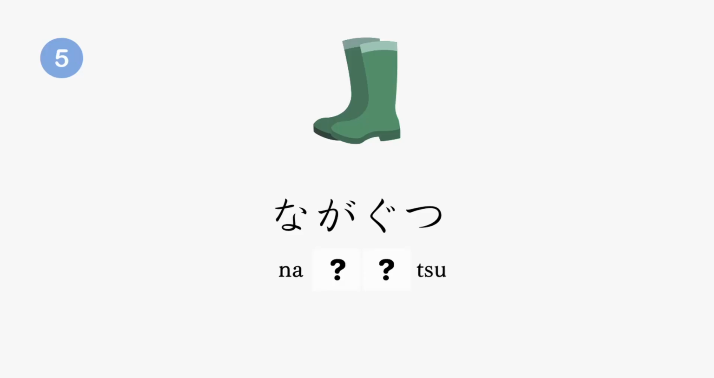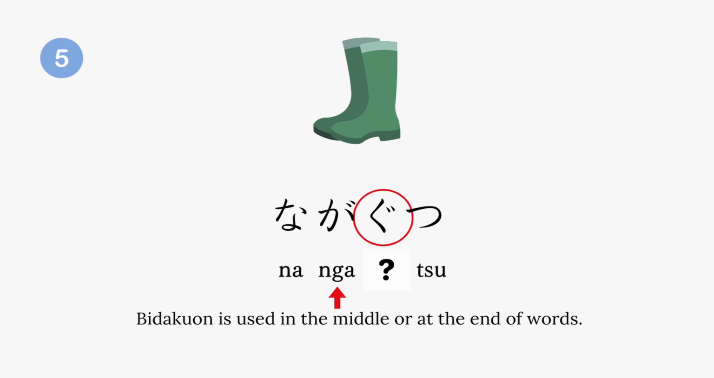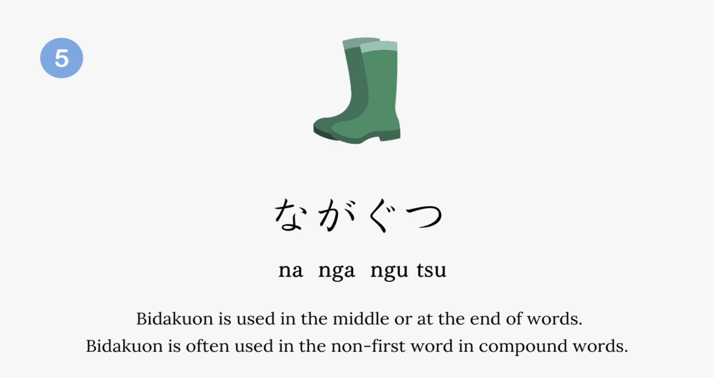And last but not least, this has two sounds that we need to figure out how to pronounce correctly. Firstly, this one. Like the previous word, it's not the first sound, so it should be nga. Secondly, this sound. It's the first sound in the non-first word in the compound, so it should be pronounced as ngu. So this word should be pronounced as nanganngutsu.